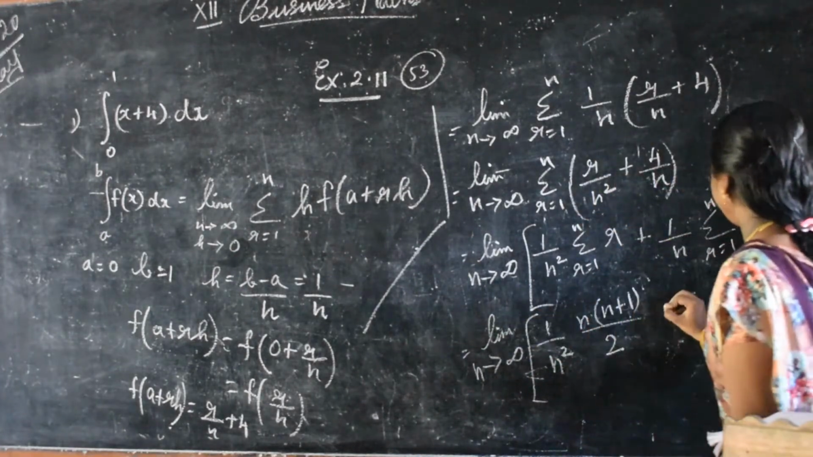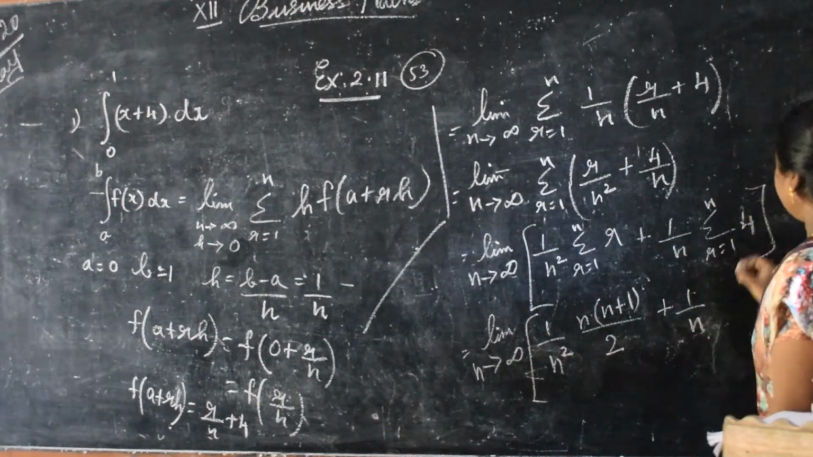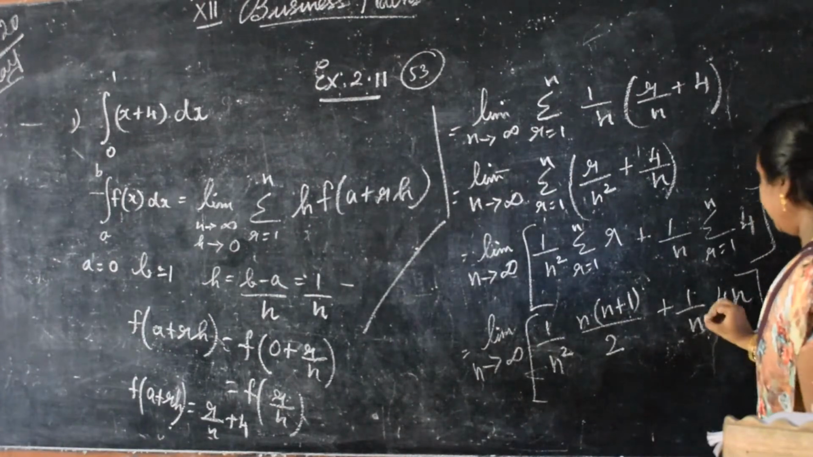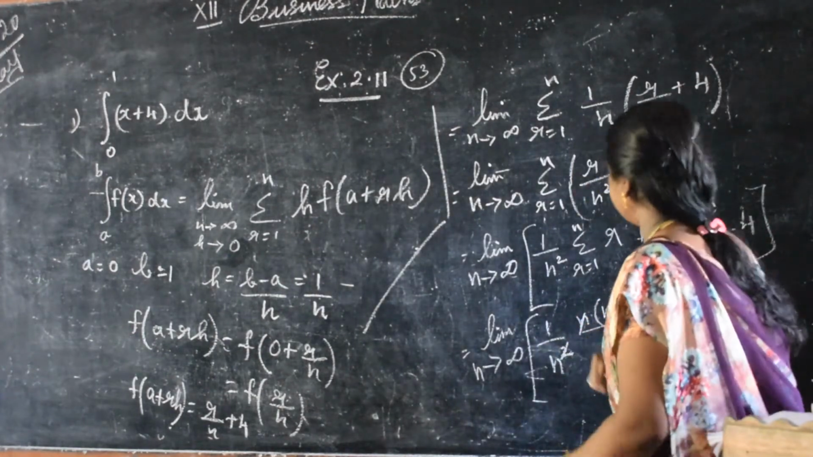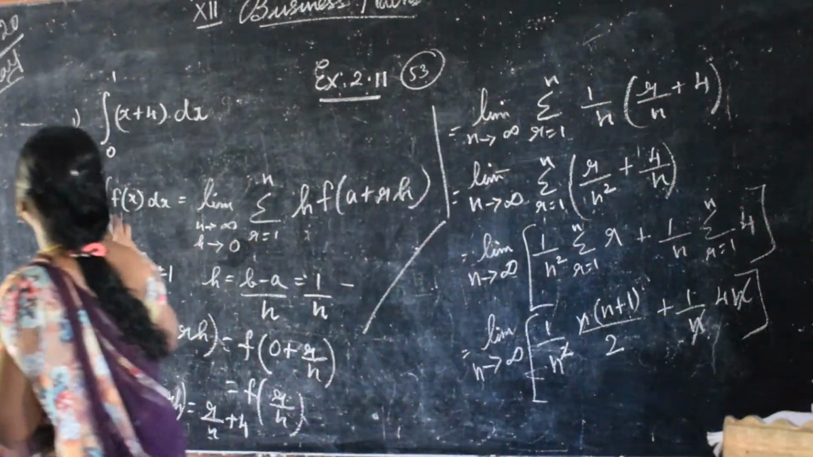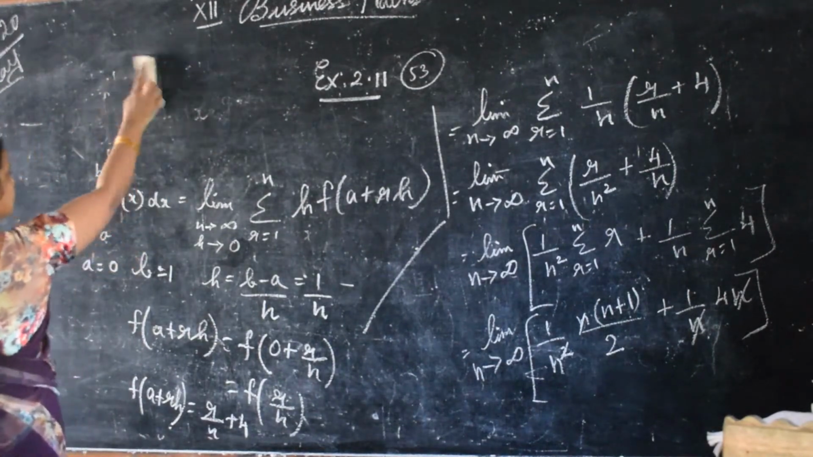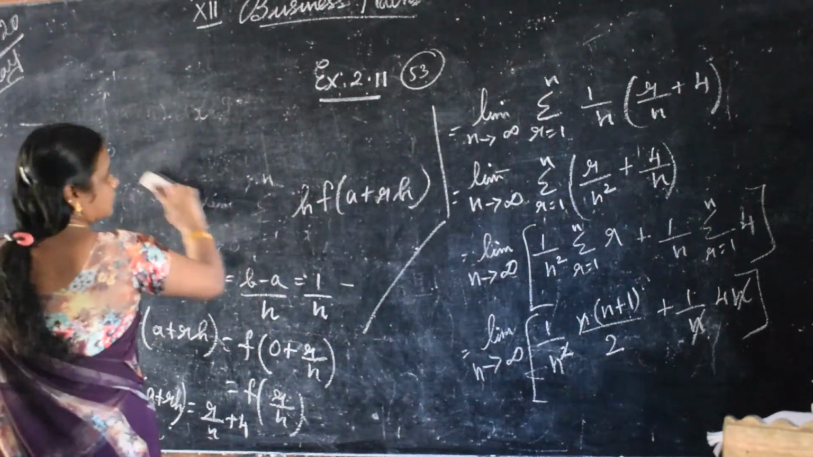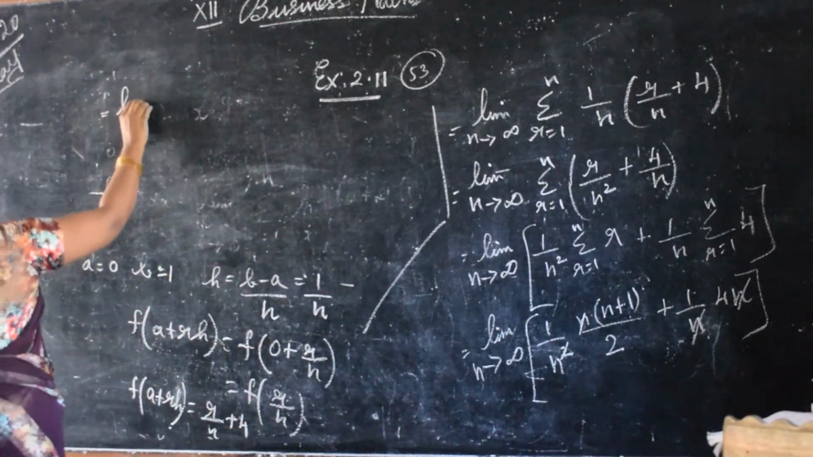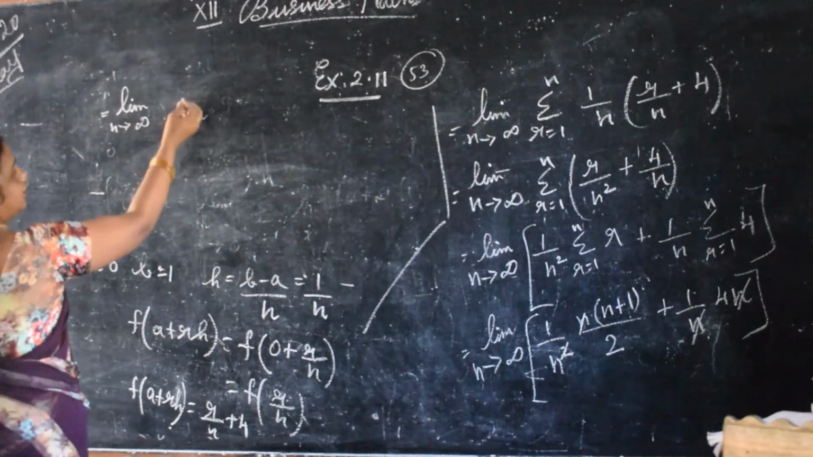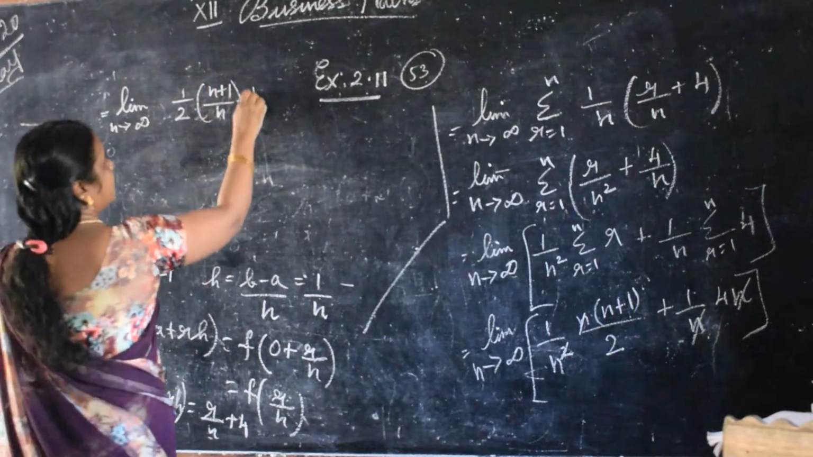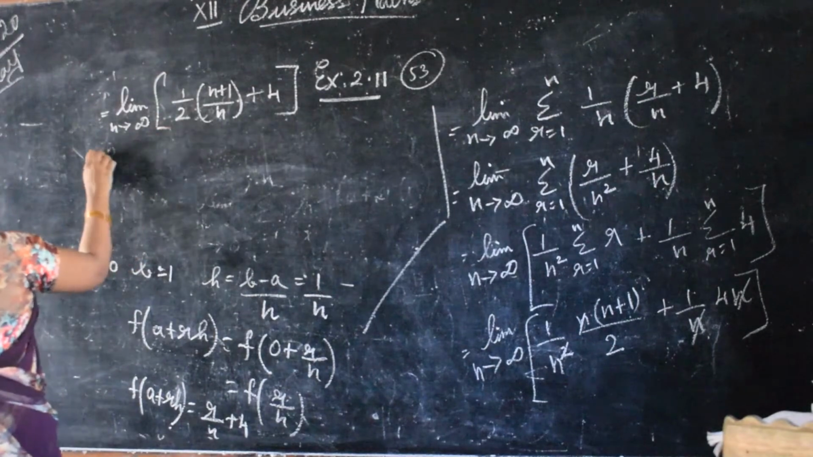What will come here? See here plus 1 by n times 4n. Only a constant is there. So what will we use? n. Okay, you can cancel n. Here also you can cancel n. Then what is remaining? See, if you cancel, in the remaining, limit n tends to infinity 1 by 2 n plus 1 by n. Again, only plus 4.